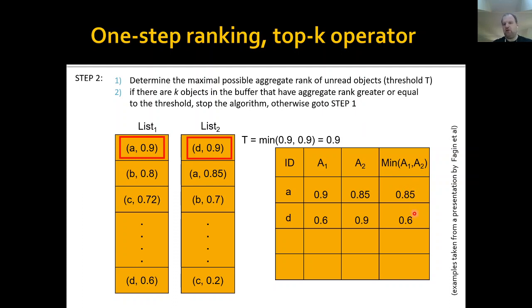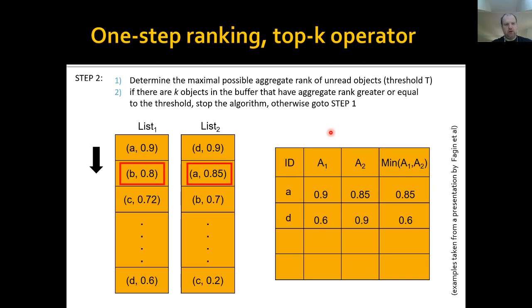So we have 1 and 2. So the second one must be better than this threshold, and then we are sure. So it's still not true. So we must continue again with parallel reading of the two lists. So we go down and we observe B and A. So for A, we already know everything because we already saw it in list 1. So now we see it for the second time, but now using the parallel scan instead of random access.